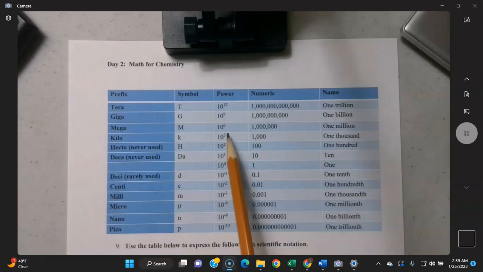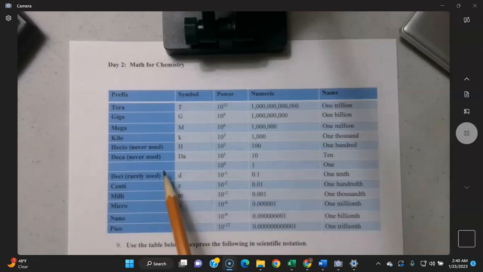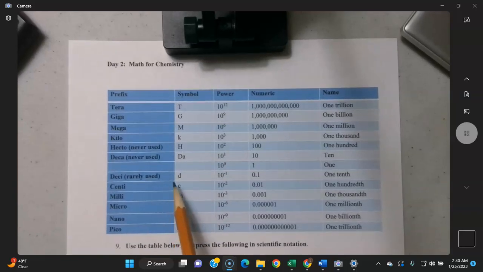Mega is million. That's 10 to the 6th, 1 with 6 zeros. That's a million. Kilo, it's a lowercase k, 10 to the 3rd. That's 1,000. Okay, we never use hecto or deca. Deci we never use. Centi we do use. 10 to the negative 2 power. That's 1/100th of a meter. It's called a centimeter, if it's a meter. It could be grams, it could be anything. So these are just prefixes that go in, these go before the word.